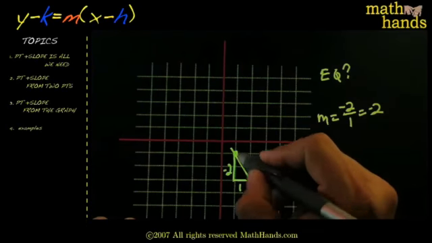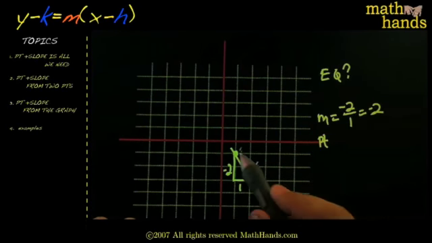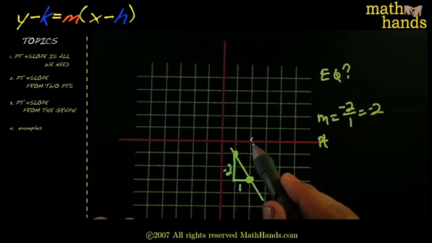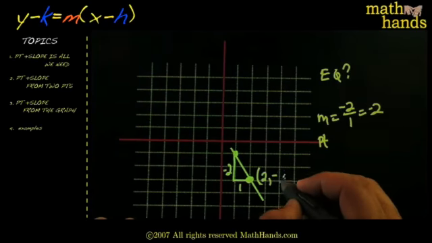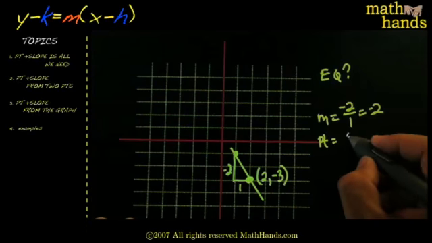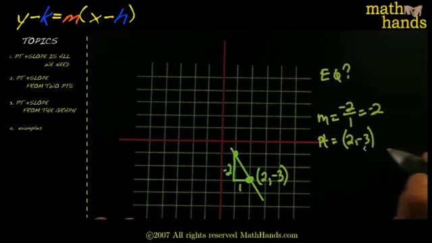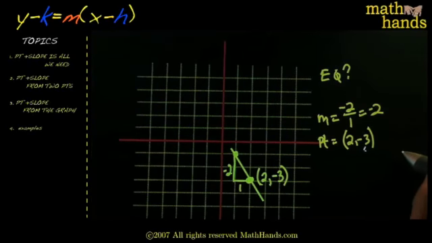Any one of these points will do. Let's just pick this one for example. What are the coordinates? You go to the right 2 spots and down 3, so the coordinates for that would be (2, -3). Okay?